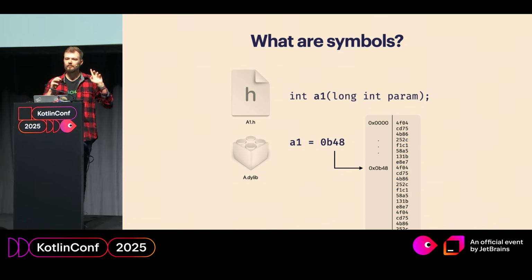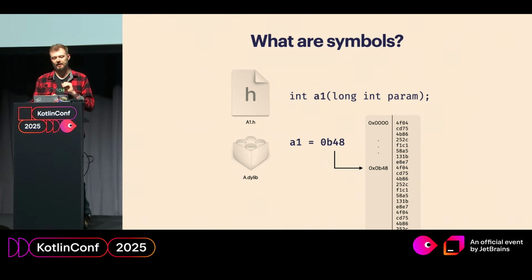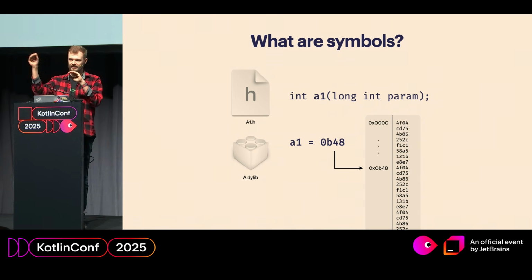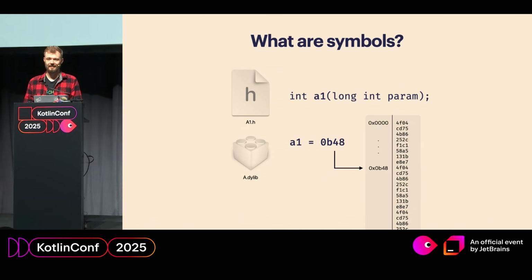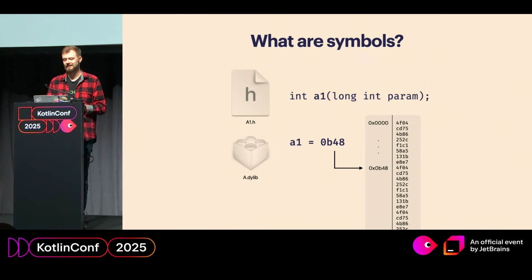So if your code says, please call this function, what it really does is take a look at the symbol table, tell me where it's going to be, and then you basically jump there in memory. It's, again, more complicated. I'm simplifying things.